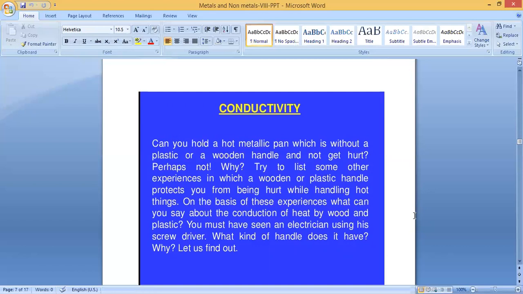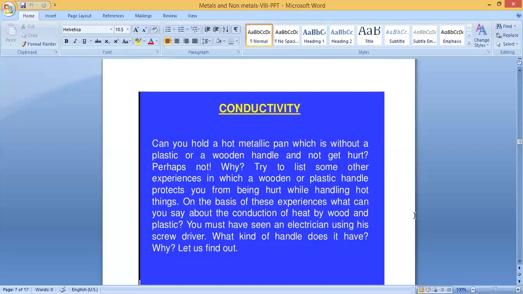One best example: look at the utensils, the metallic pans, the pressure cooker, whatever we use in the kitchen. You can see that the handle is made of wood or plastic, wherever we are holding it. Otherwise our hand will burn, because plastic, wood or rubber are all insulators. But if you touch the hot vessel, you will feel the heat, because it is a conductor.